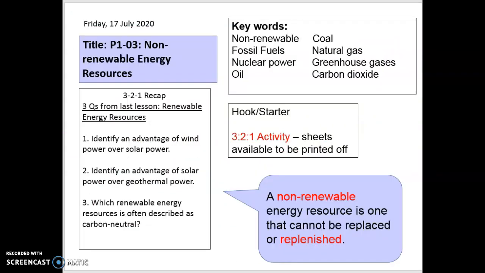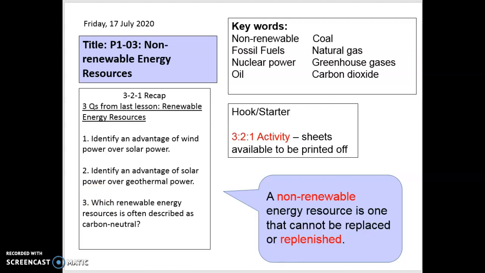And remember, these are nice exercises to do. You can get these recap questions. So I'm going to put them up on the next slide and then you can take a while to jot them down. Key term today is that a non-renewable energy resource is one that cannot be replenished, and that's just a posh word for replaced. Okay, not in our lifetime anyway.